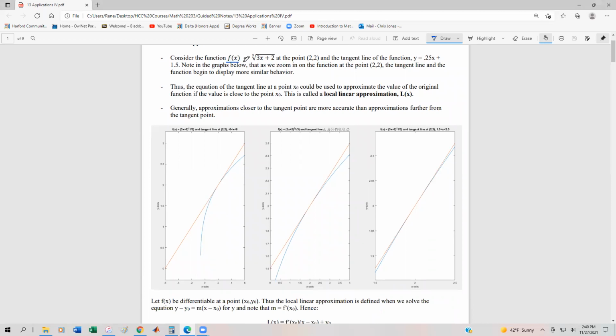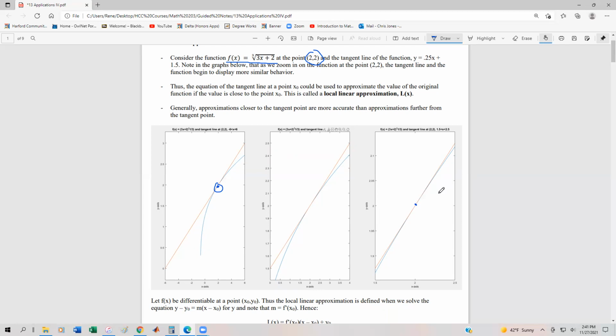So let's say we have this function, f of x equals the cube root of 3x plus 2, and let's look at it around the point (2, 2). What we notice is that the tangent line at this point, about the point (2, 2), would be right about here. If we keep zooming in on the function around that point with our tangent line, it looks like the closer we get to the point, the tangent line is converging to the exact same behavior of the cube root function.